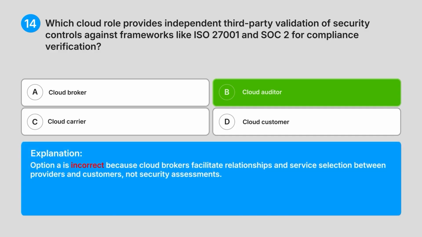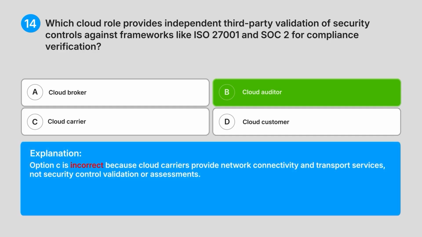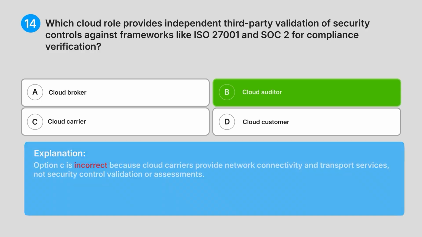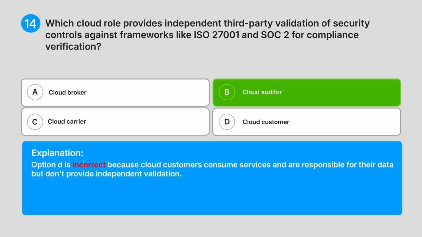Option A is incorrect because cloud brokers facilitate relationships and service selection between providers and customers, not security assessments. Option C is incorrect because cloud carriers provide network connectivity and transport services, not security control validation or assessments. Option D is incorrect because cloud customers consume services and are responsible for their data but don't provide independent validation.